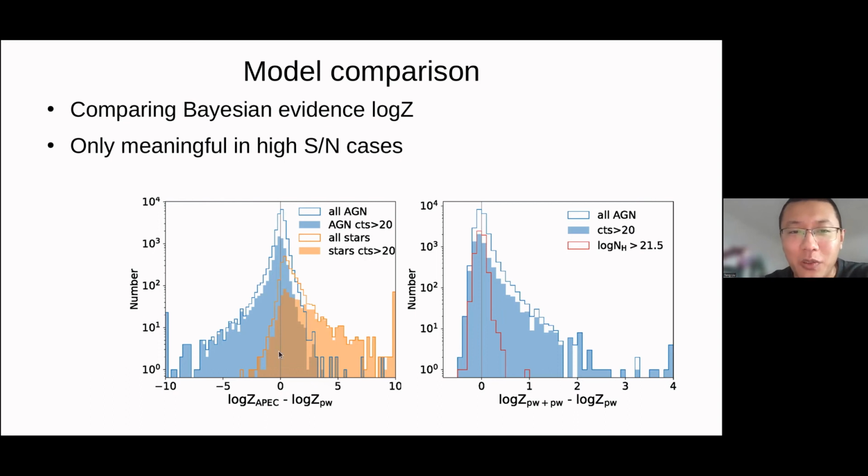However, notice this strong peak. Most of the sources are actually here near zero. It's because of the low signal-to-noise ratio. We cannot really distinguish between these models.